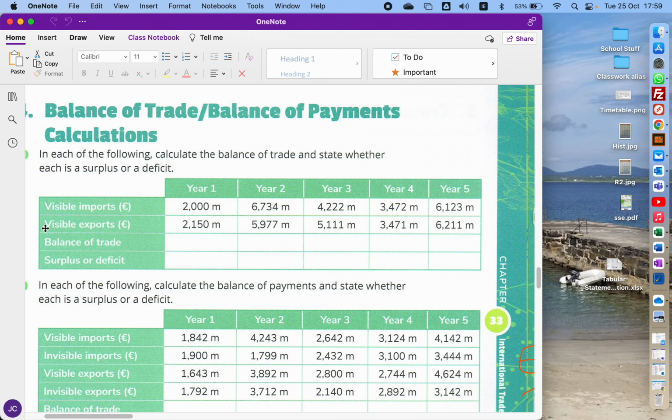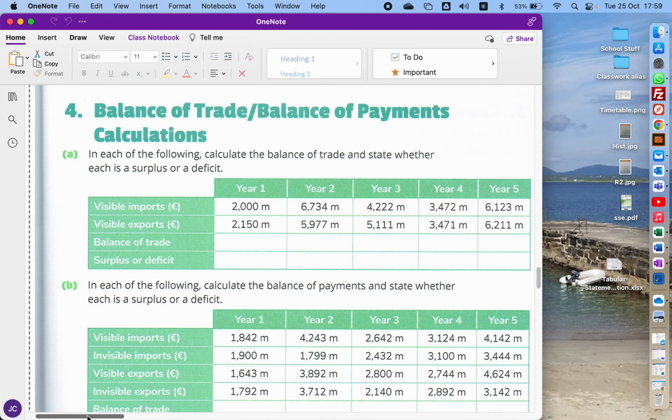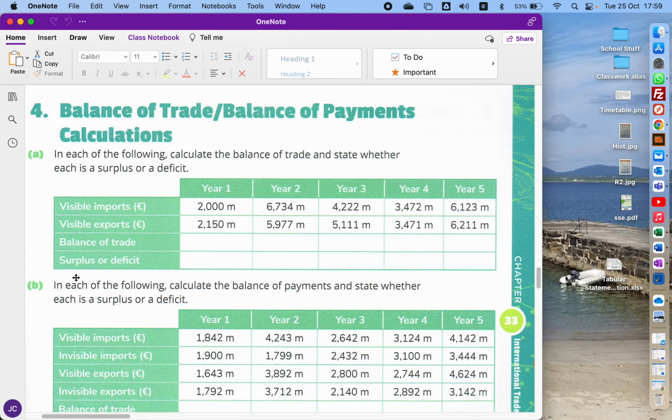Okay, so with the balance of trade, it's only the visible side. Balance of payments is all of the visible and invisible trade. So for the first one, this is question 4A here. Balance of trade is going to be the exports take away the imports.